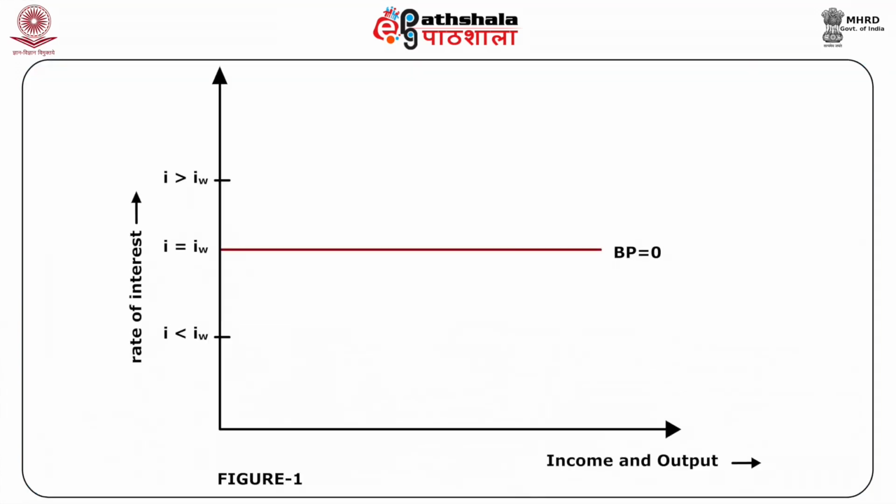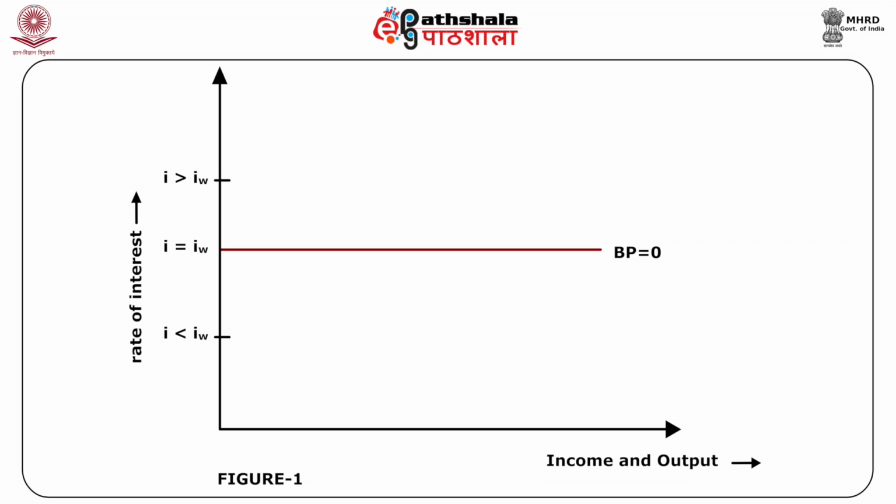The balance of payment is equal to zero line is parallel to the x-axis. Due to the assumption of perfect capital mobility, when the domestic and world interest rates are the same, we have external balance. When the domestic interest rate is more than the world rate of interest, then there will be unlimited capital inflow and there will be a surplus in the balance of payments.